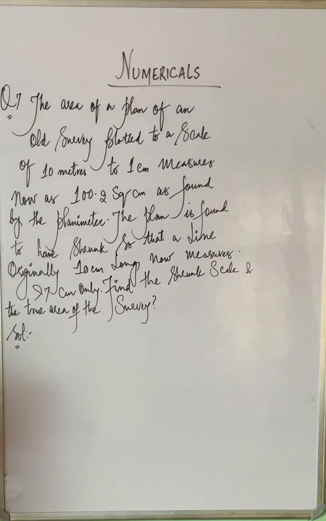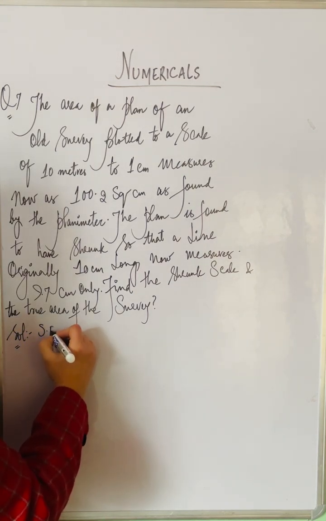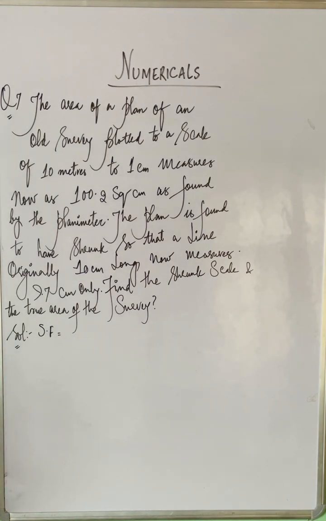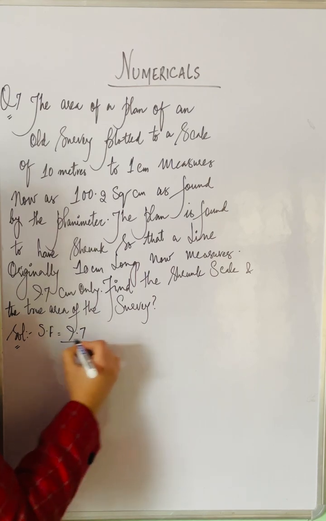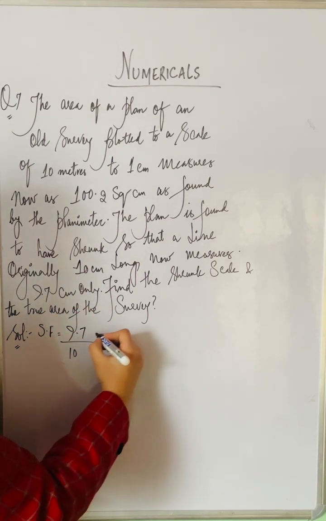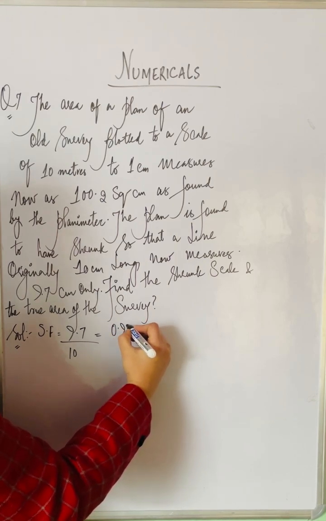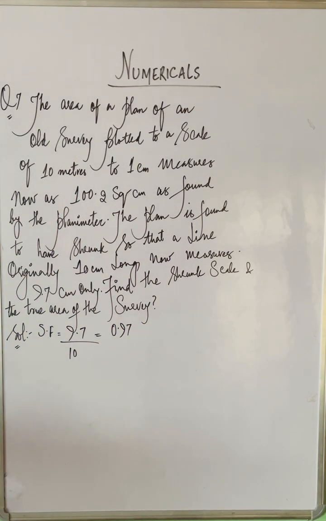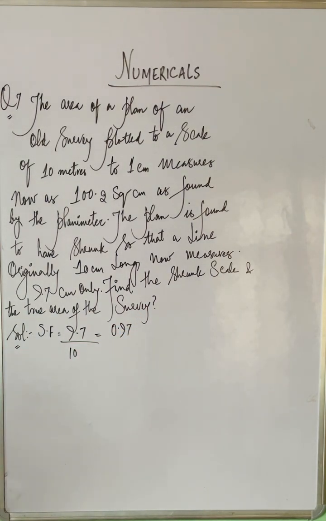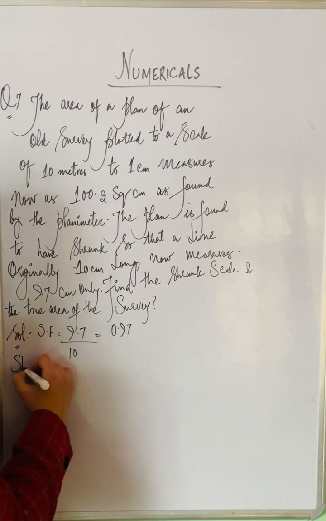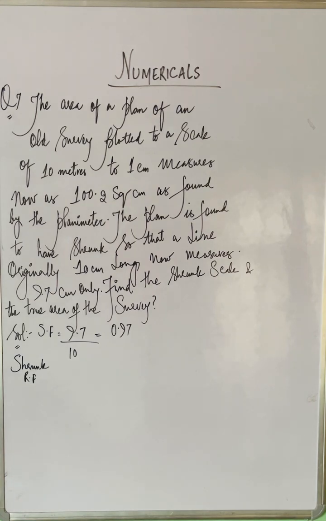So first we'll find the shrinkage ratio or the shrinkage factor, which is given by shrunk length divided by the original length. Our shrunk length is 9.7 centimeters. Our original length is 10 centimeters. So the shrinkage factor or the shrinkage ratio will be equivalent to 0.97. Now we have to find the shrunk scale. For finding shrunk scale, we will find the shrunk RF first. Shrunk representative fraction is equal to original representative fraction multiplied by the shrinkage factor.